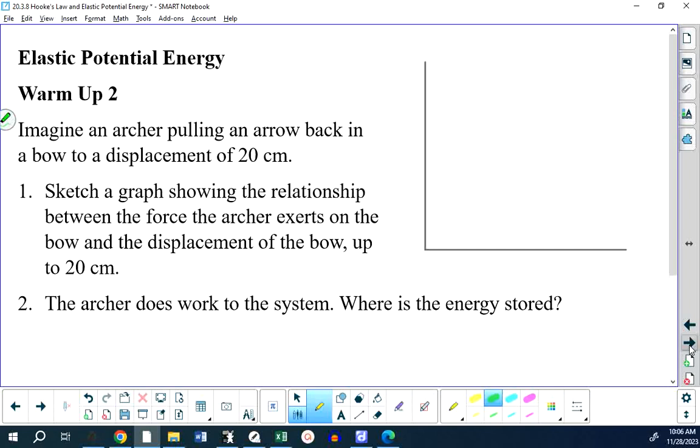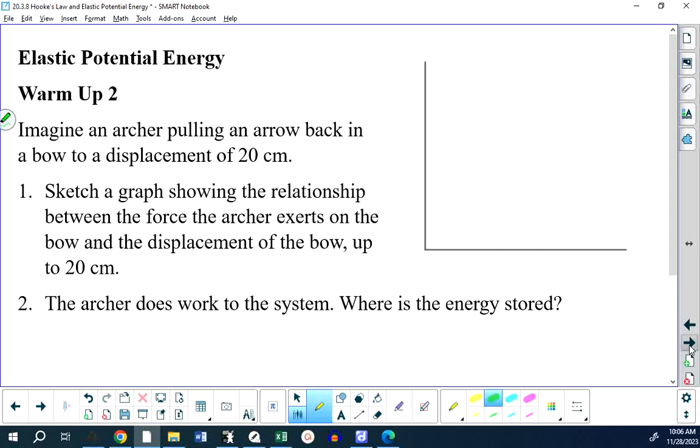But when I draw it back this far, it requires more force. That's Hooke's law. The more you pull it back, the more it pulls forward. The displacement and the force are proportional to each other.